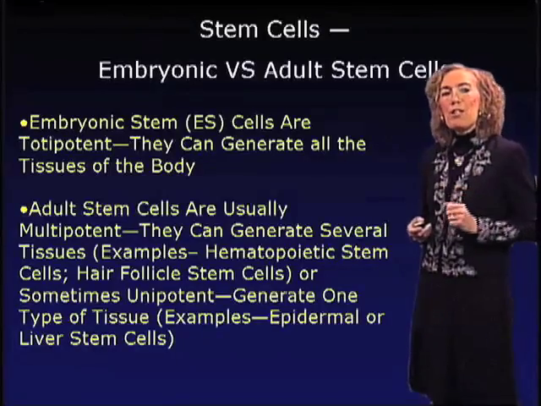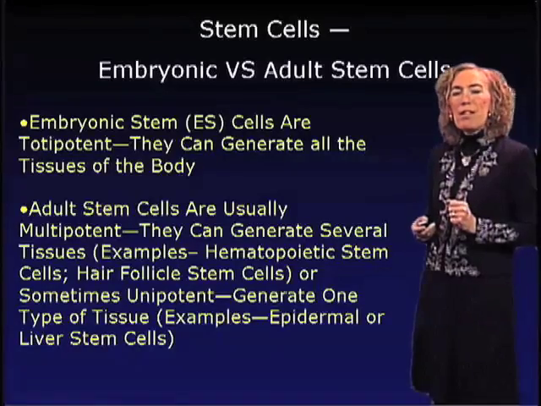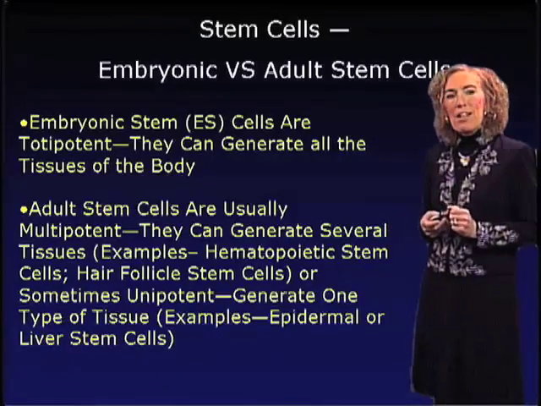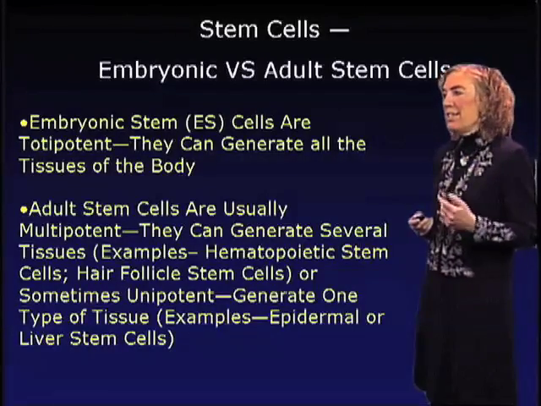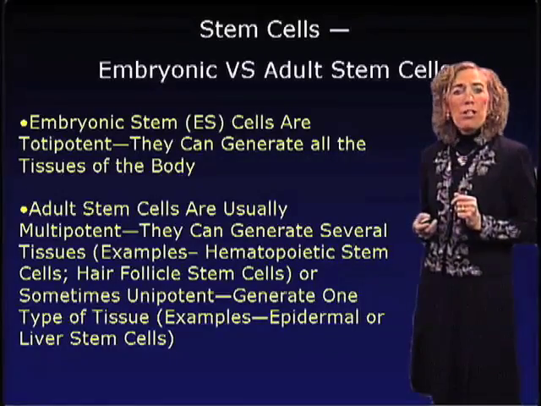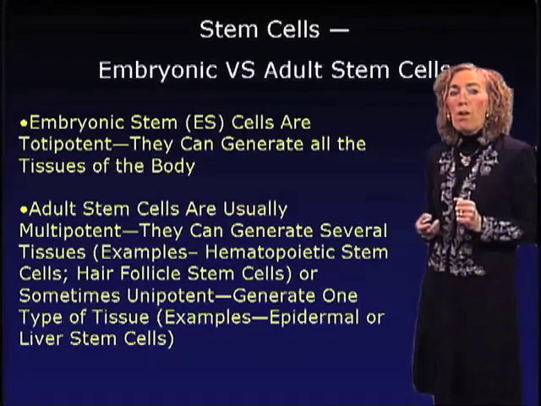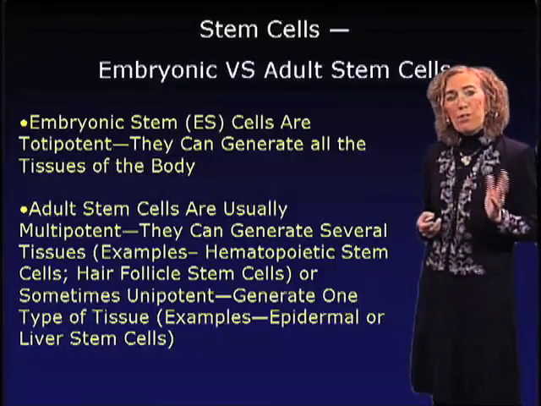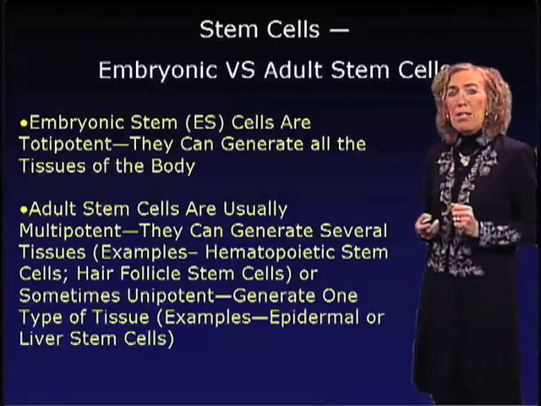There are also stem cells of the body that are called unipotent stem cells. And these cells have the capacity to generate only one type of tissue. An example of that would be the epidermal stem cell, which as far as we know is only capable of generating epidermis. Or liver stem cells, which as far as we know are only capable of generating hepatocytes.